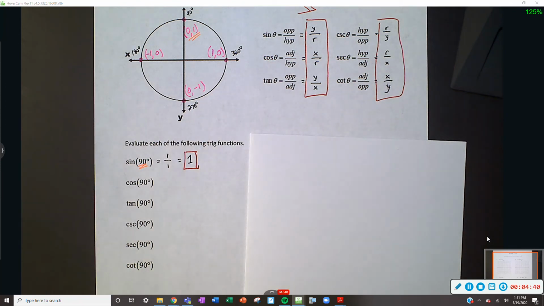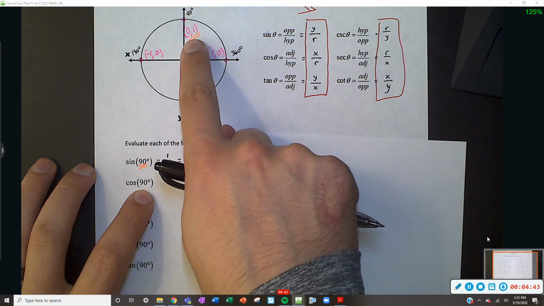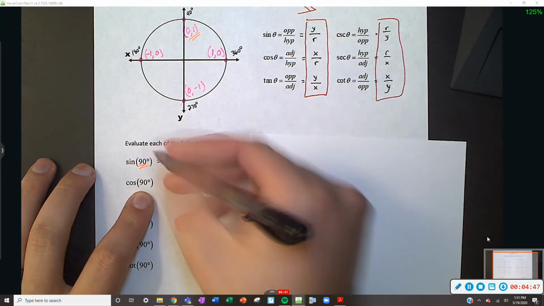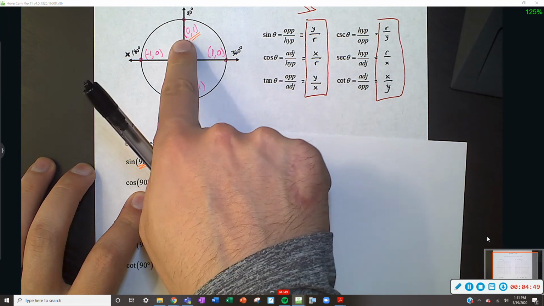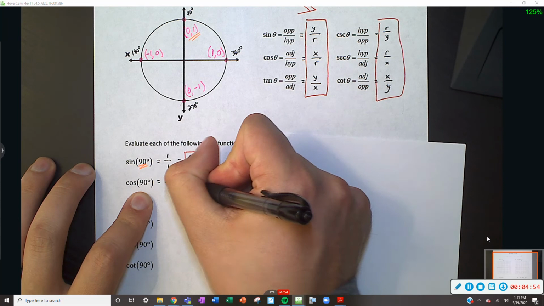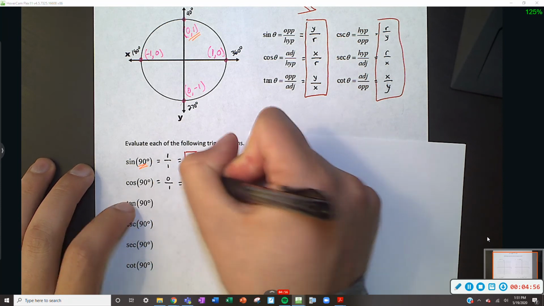Now, cosine of 90, again, I'm still using this point, still using that coordinate for 90 degrees. Cosine is going to be x over r. The x value of this coordinate is 0, divided by 1. 0 divided by anything is going to be 0.